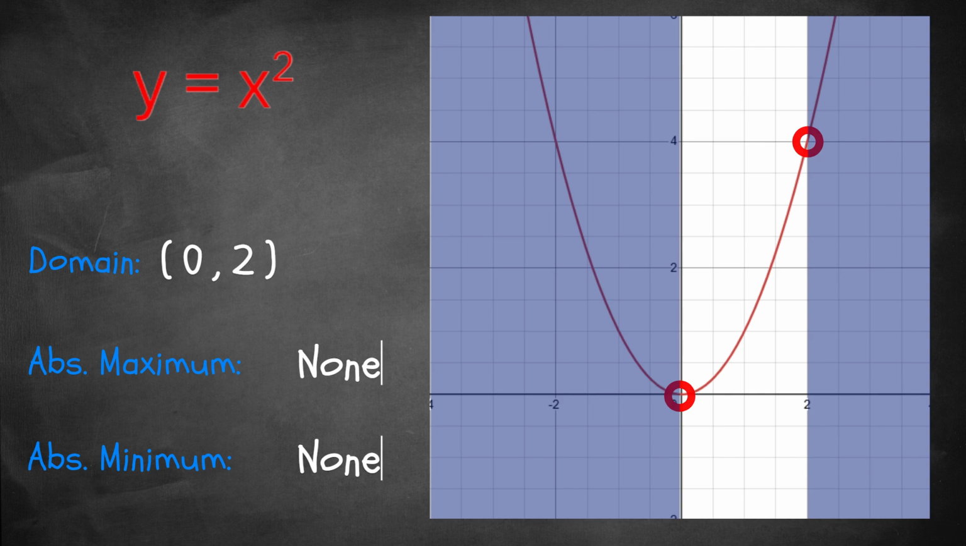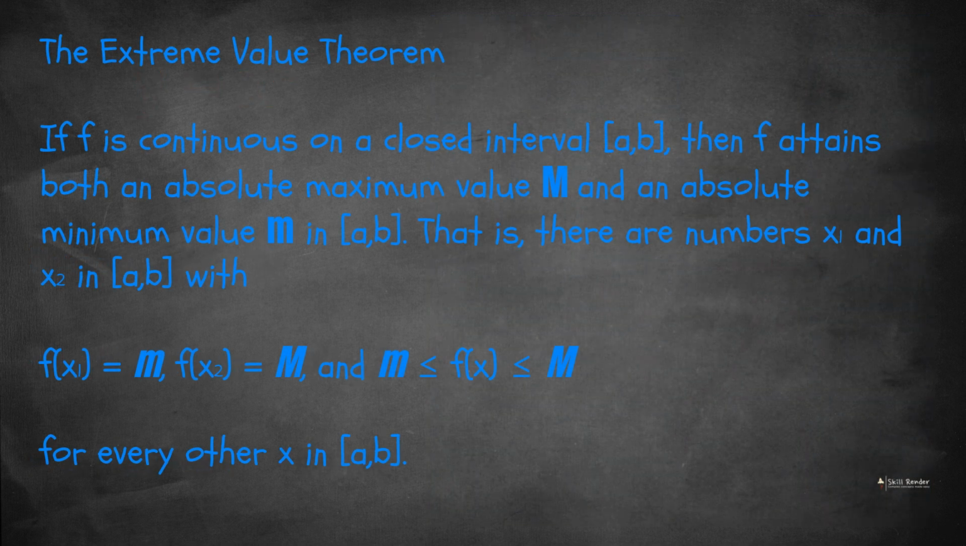This example leads us to our first theorem, the extreme value theorem. If f is continuous on a closed interval [a, b], then f attains both an absolute maximum value, capital M, and an absolute minimum value, lowercase m, in [a, b]. That is, there are numbers x1 and x2 in the closed interval [a, b], with f(x1) equal to the absolute minimum, f(x2) equal to the absolute maximum, and the absolute minimum is less than or equal to f(x), which is less than or equal to the absolute maximum, for every other x in [a, b].